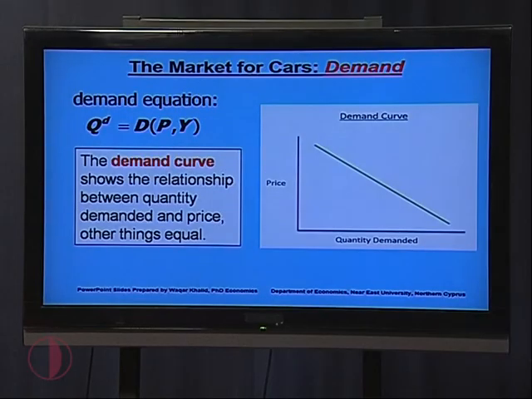If we draw the demand curve for that particular commodity, we get a demand curve which has a negative slope. The demand curve shows the relationship between quantity demanded and price, other things equal. It means that this demand curve is just showing the relationship between the price of the commodity and the quantity demanded of that particular commodity, whereas other determinants of the demand function are the same in this analysis.